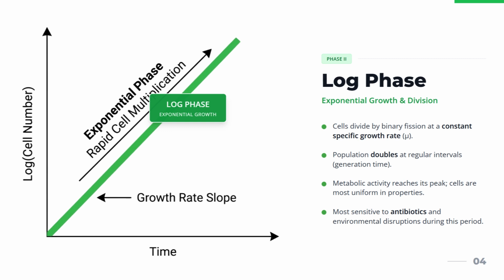This is when the bacteria are multiplying at their maximum possible speed under the given conditions. Metabolic activity reaches its peak and the cells are most uniform in their properties during this period. They are essentially identical, highly active little factories. This is also when the population is most sensitive to antibiotics and environmental disruptions. Because they are growing so rapidly, interventions can have the greatest impact. As resources begin to run out, growth inevitably slows.